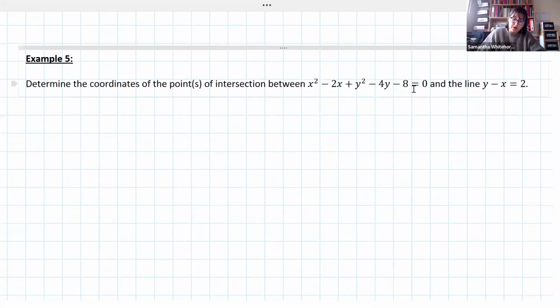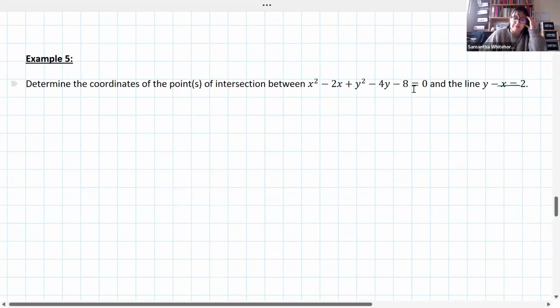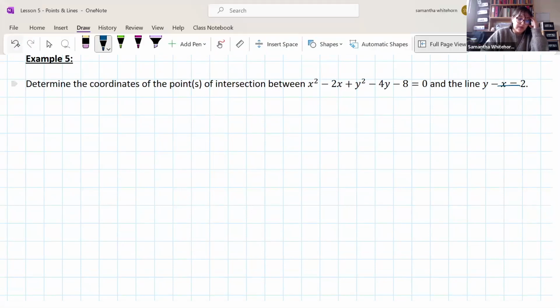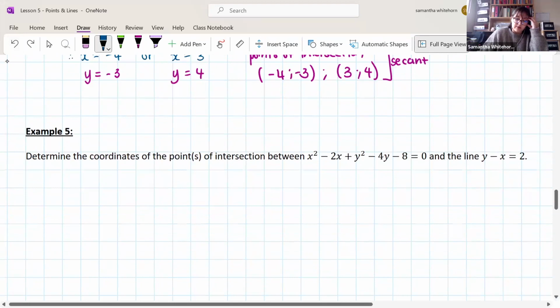Okay, so we have been asked to determine the coordinates of the point of intersection between the circle x squared minus 2x plus y squared minus 4y minus 8 equals 0 and the line y minus x equals 2.